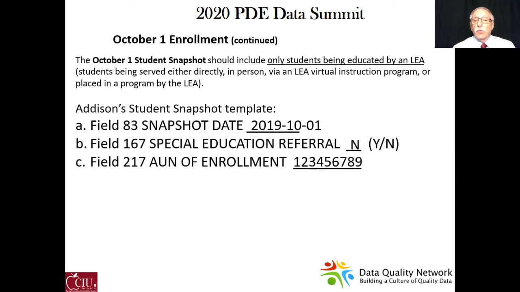So the AUN of enrollment should be mine, because he's being served by an entity that doesn't report to PIMS. If we remember the rules, my AUN has to appear there.